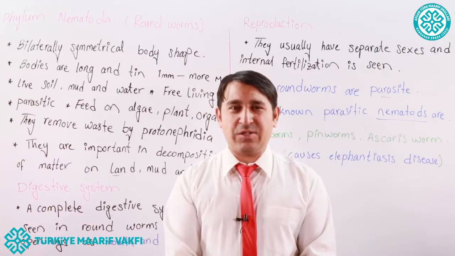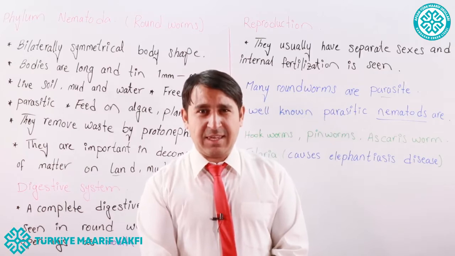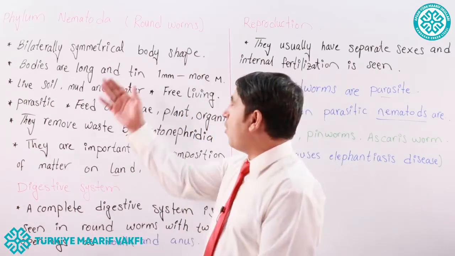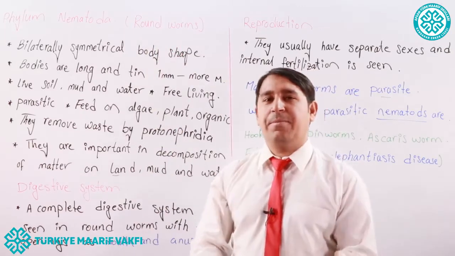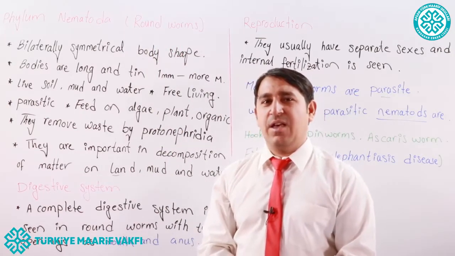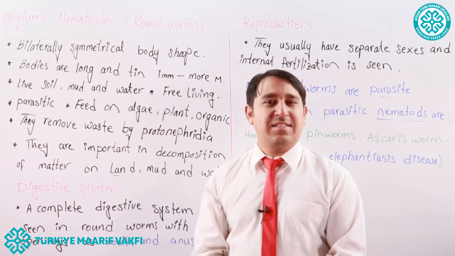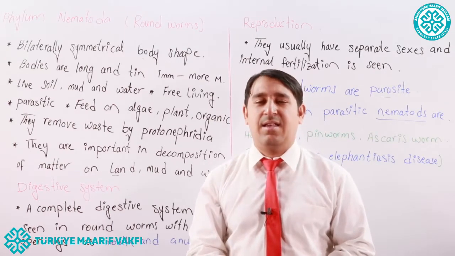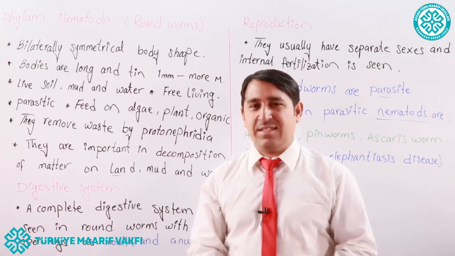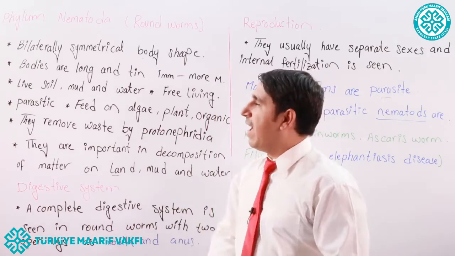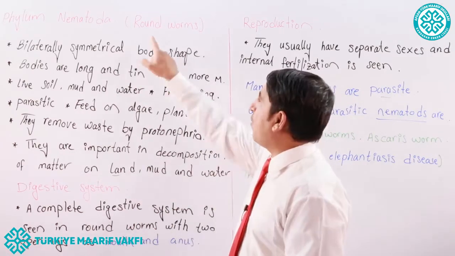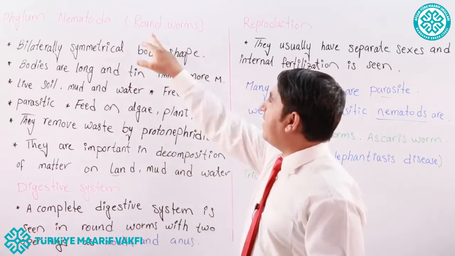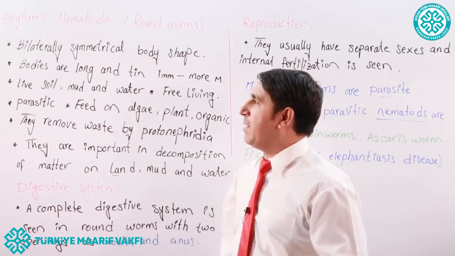Today we are going to study another phylum of the kingdom Animalia, that is Phylum Nematoda or roundworms. In the previous lesson we have studied the phylum Platyhelminthes or flatworms, their characteristics and their classes. And in today's lesson we are going to study the phylum Nematoda or roundworms. They have round shapes, because of that they are called roundworms or nematoda.